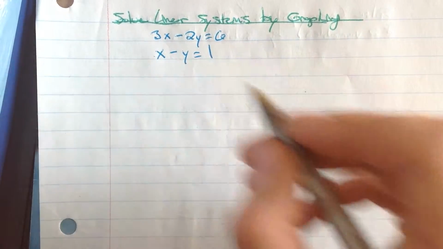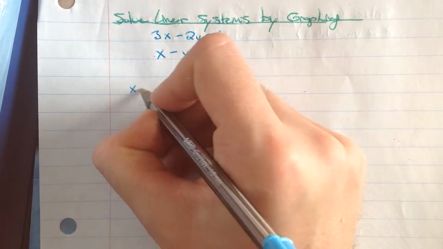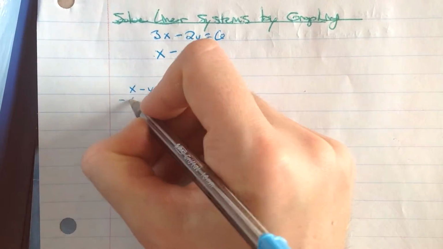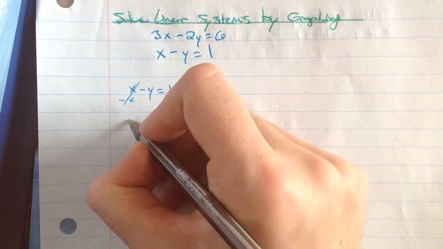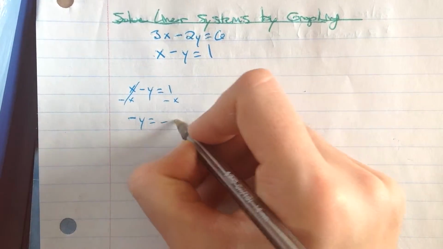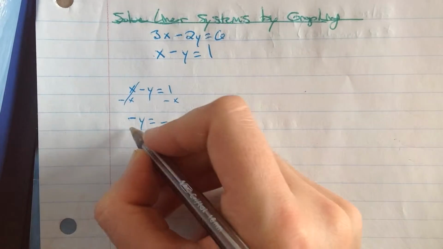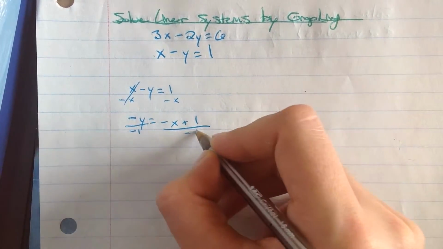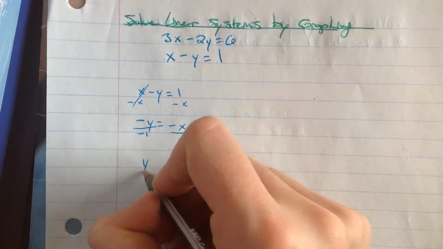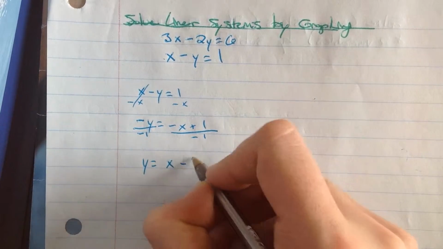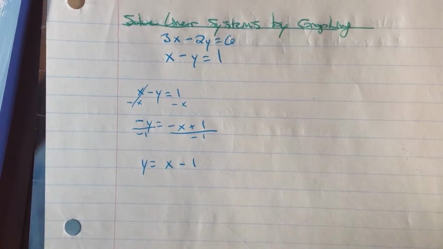So let's take this second equation. So we have x minus y equals 1, subtract x from both sides, negative y equals negative x plus 1, divide both sides by negative 1, and y equals x minus 1. That's the first line we have to graph.